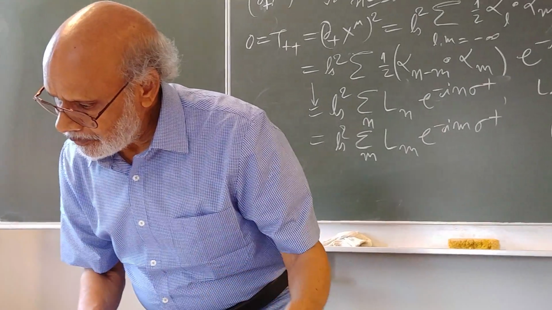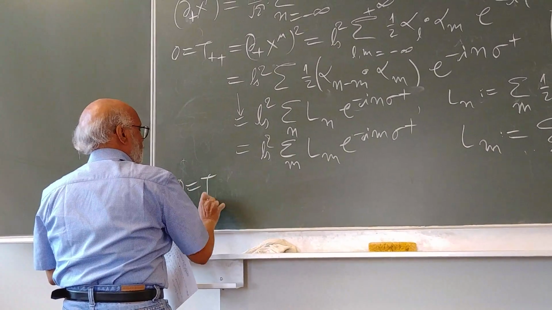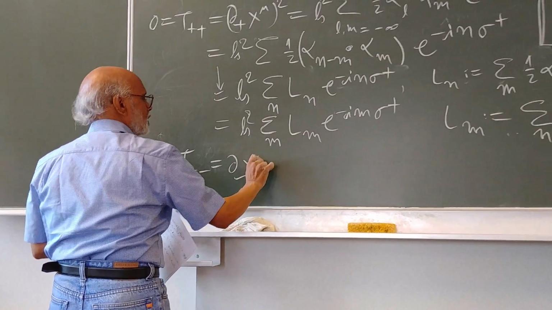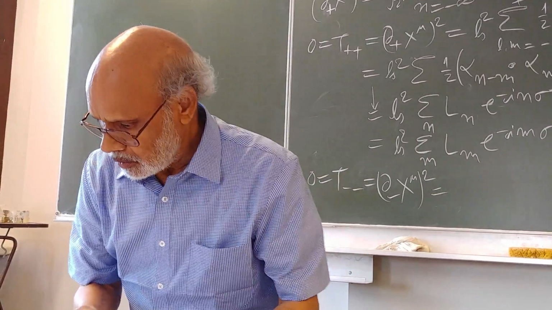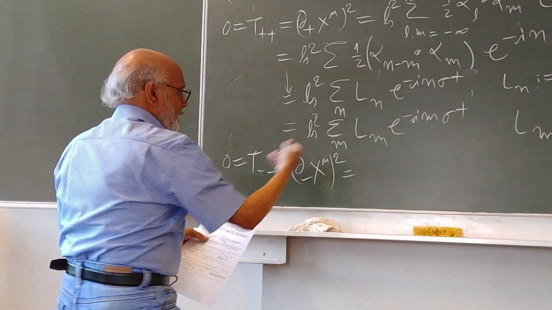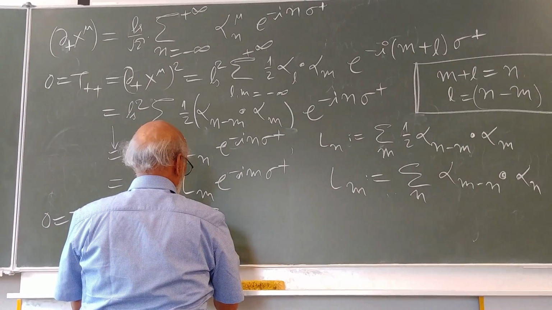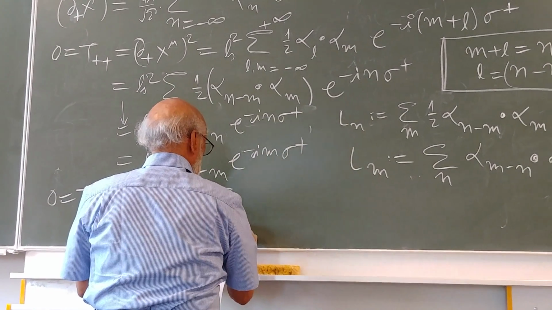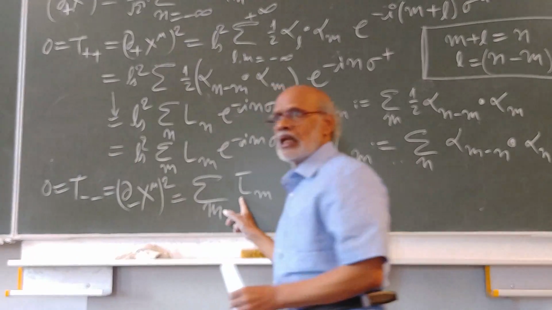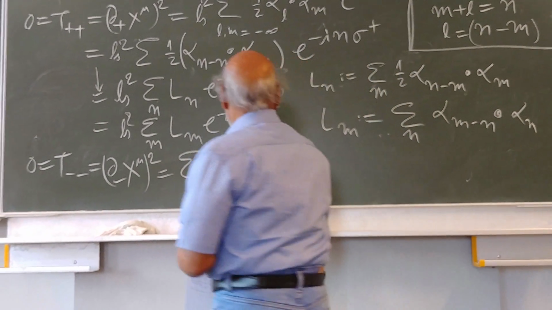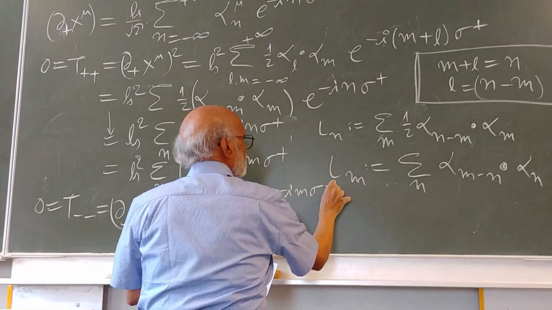expression. And then for the other constraint, T minus minus equals del minus X mu whole square. This could be equivalently written in a similar expression, summation over m from minus infinity to plus infinity, and we introduce a new symbol, Lm bar. Lm bar e to the power minus i n sigma minus.